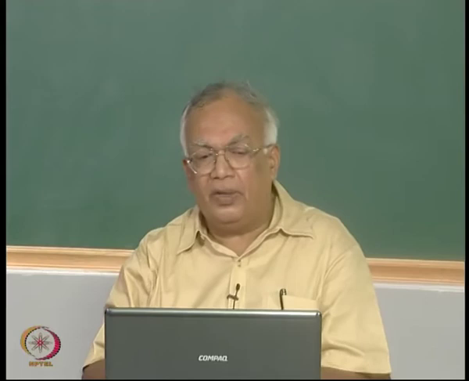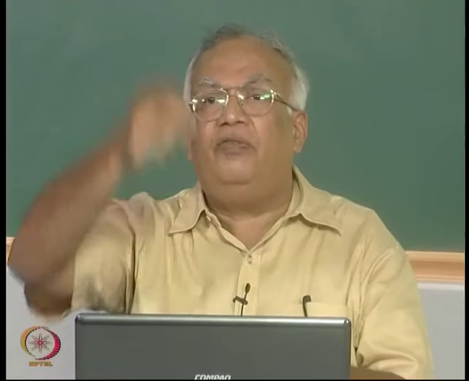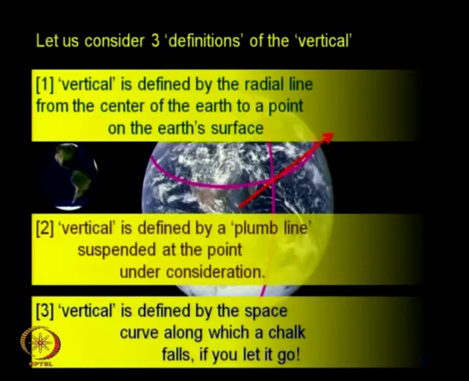Now, the question is, do these three definitions generate the same space curve, that is a certain curve or line which is either a straight line or a curve or whatever, some trajectory? Do these three definitions generate the same space curve is a question that we will address. And what we have to remember is that we are observing this in a rotating frame of reference. You and I are not in an inertial frame of reference. Whether we define the vertical by the geometry using the radial line, a radius of a sphere is geometry. So, the first definition is a purely geometrical definition.